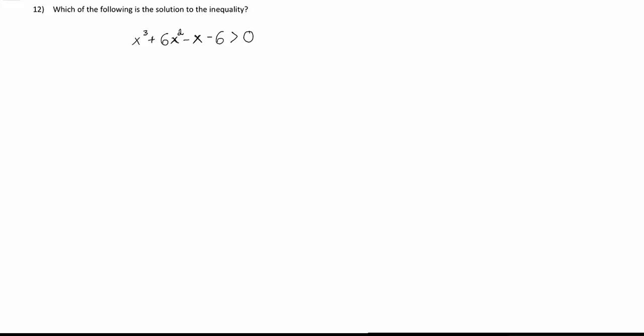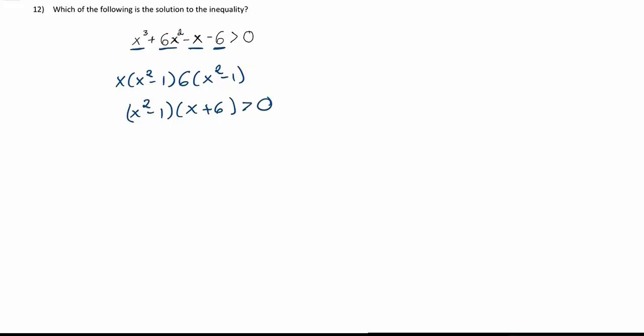To factor, we would take a common x of these two and a common 6 of these two. Now we combine them and we'll have (x squared minus 1)(x plus 6) bigger than 0.